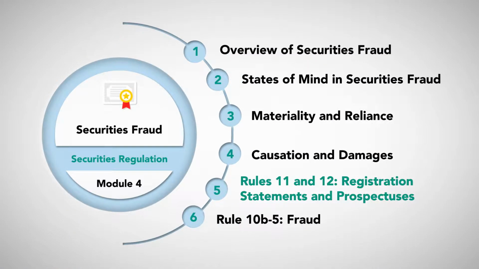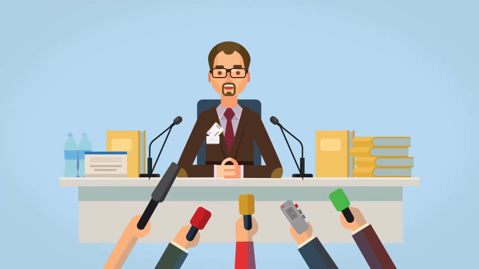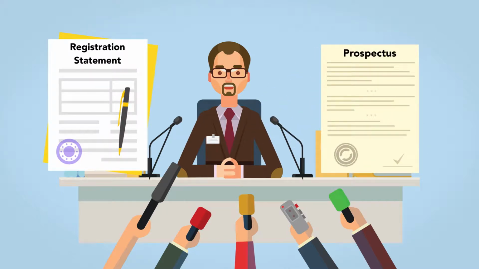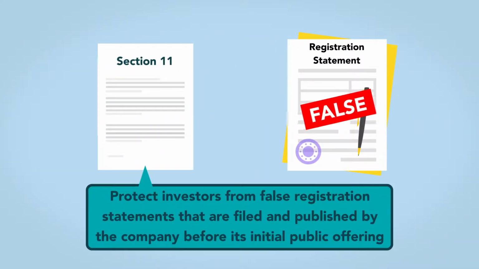Sections 11 and 12, registration statements and prospectuses. The Securities Act requires companies that go public to disclose to investors information that's important regarding the company, its business, management, and financial status. Section 11 is designed to protect investors from false registration statements that are filed and published by the company before its initial public offering.